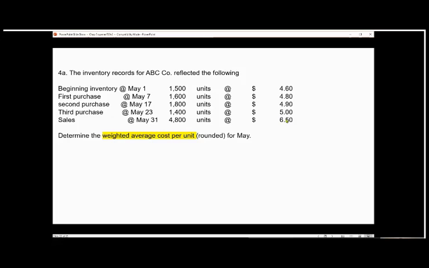$6.50. Now, they want to know what the weighted average cost per unit is. The weighted average cost per unit. Well, the weighted average cost per unit is going to be the following.